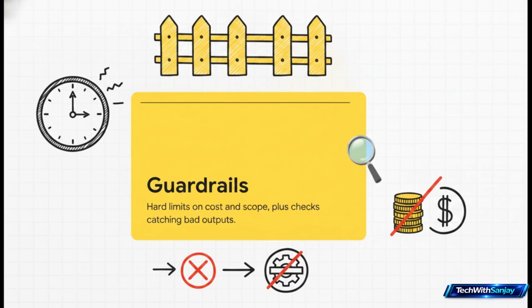And finally, Pillar 4, guardrails. These are your hard limits on cost, steps, and scope, plus validation checks to catch bad outputs before the user ever sees them. Now, I'll be honest, guardrails are almost always the most skipped pillar because they're the unfun part of coding. But this is literally the only thing stopping that infinite loop from draining your wallet at 2 a.m.